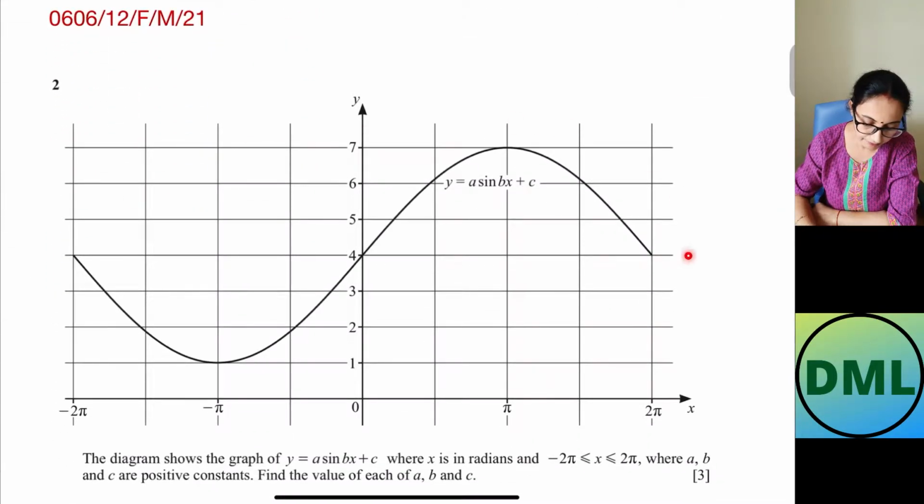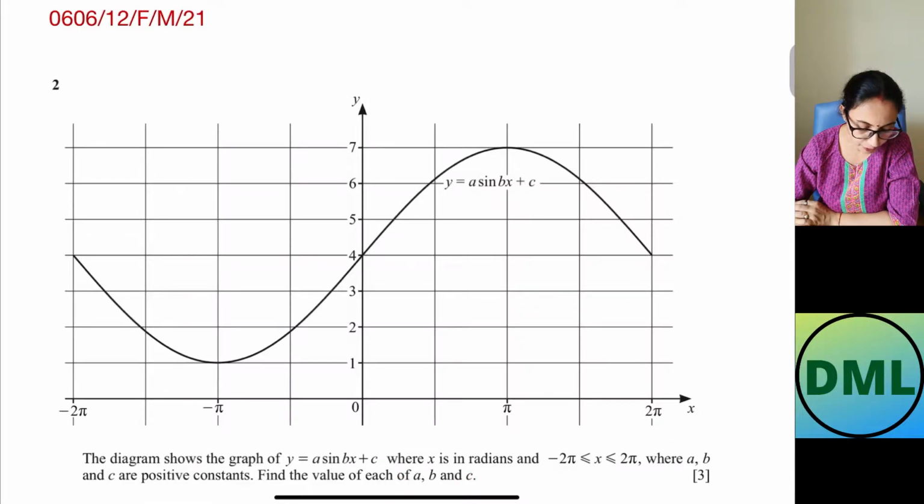This is the diagram we have. They are asking, the diagram shows the graph of y is equal to a sine bx plus c, where x is in radian and x goes from minus 2 pi to 2 pi, where a, b, c are positive constants. Find the value of each of a, b and c.